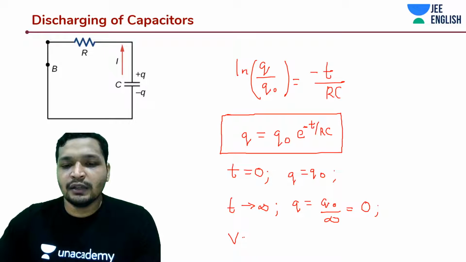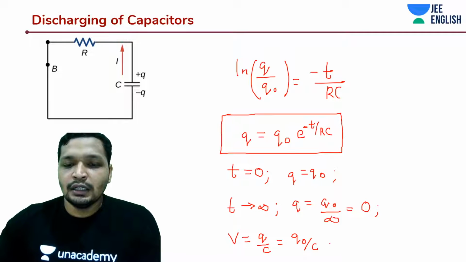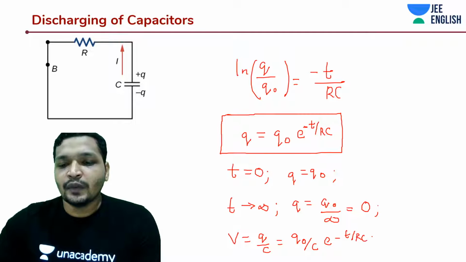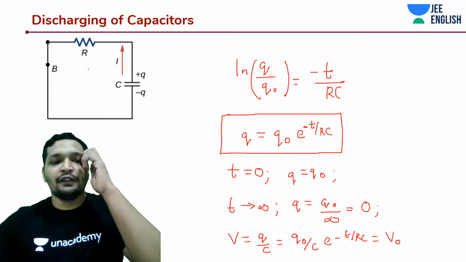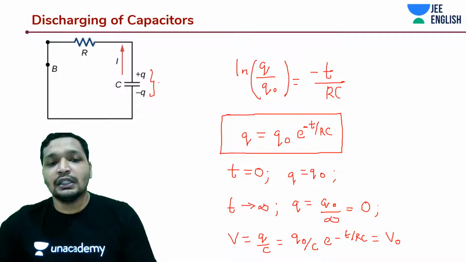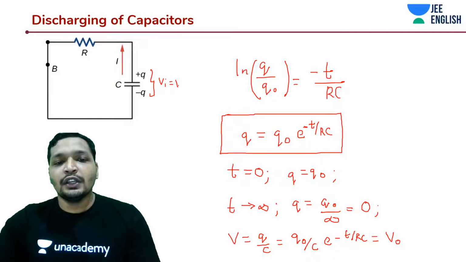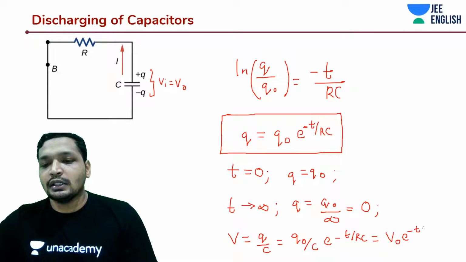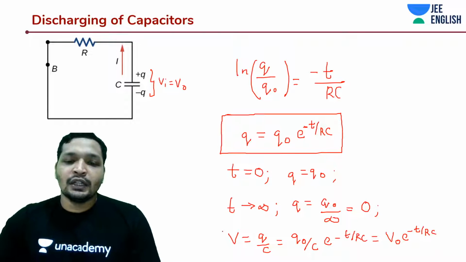I can say it is nothing but V is equal to q by C, which is equal to q naught by C into e to the power minus t by RC, which is equal to, I'm just calling it for now, V naught, which was the initial potential. If I'm assuming across this capacitor the initial potential was V naught, I'm going to write it down as V naught e to the power minus t by RC. That's it. So that is all we need to know.